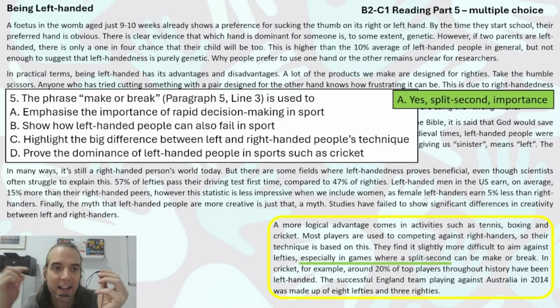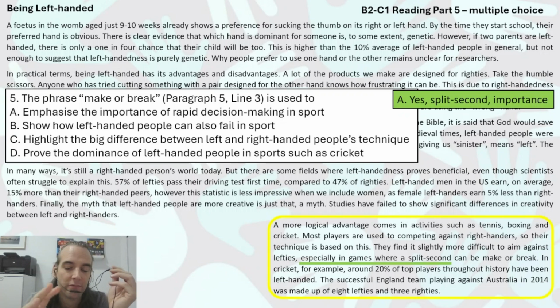The best answer is A. We are emphasizing that it's very important to make a decision quickly. This idea of split second refers to how the rapid decision making is important, and it's make or break. So the difference in being left-handed can be important because it's such an important moment of making that decision, and being left-handed gives you a slight difference.